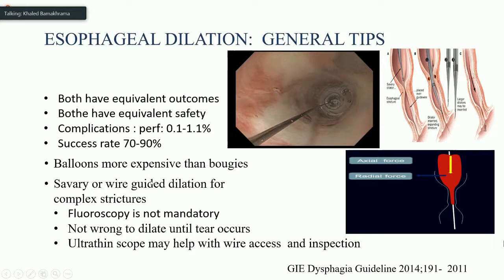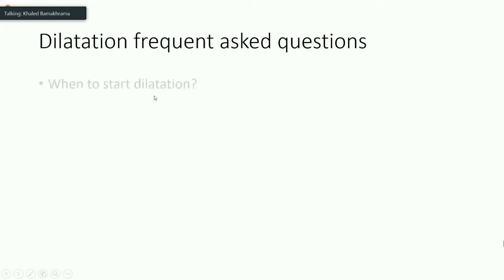Savary or wire-guided dilatation, always use it for complex stricture. Fluoroscopy is not mandatory, but when you have a complex or difficult stricture, you need to use fluoroscopy. It is not wrong to dilate until the tear occurs. Very important: once you have a good tear, this means that you have a good dilatation. An ultrasonic or pediatric scope is very helpful if you have it in your unit, or you can use a catheter to delineate your guide wires.